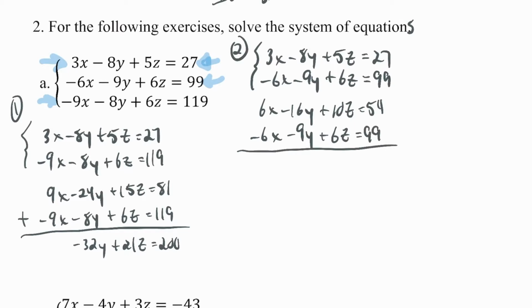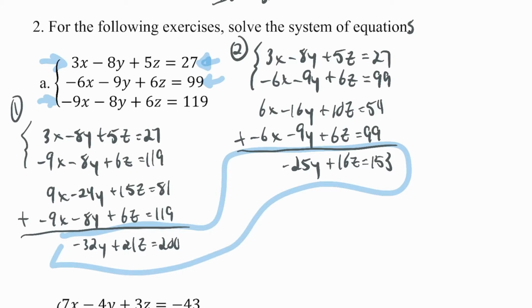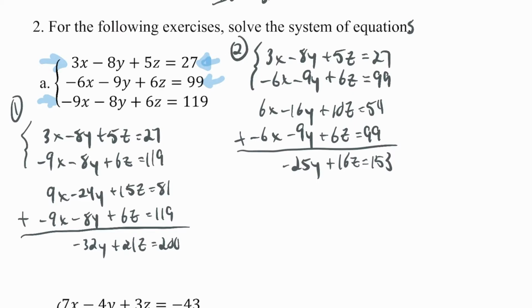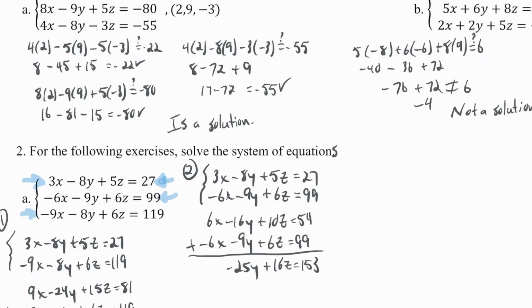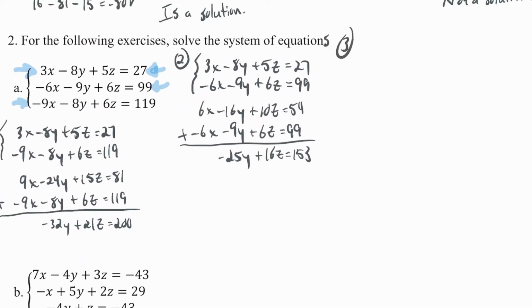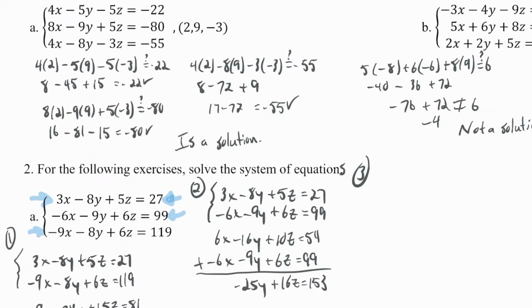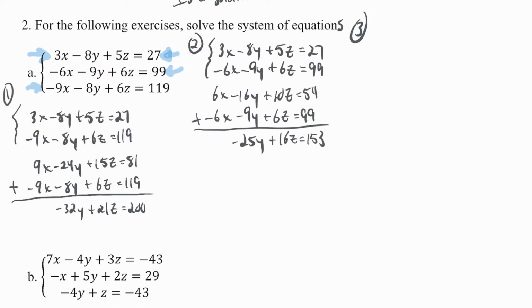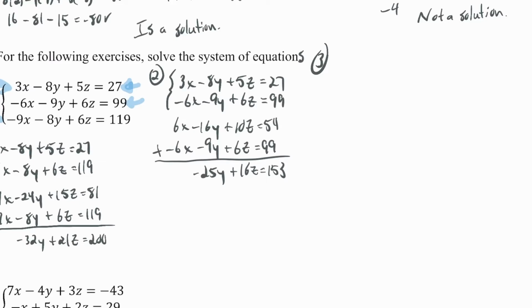Okay. If I add those together, the x's will cancel, so I'll get negative 25y plus 16z equals 153. Okay, so now I've got two equations in two variables, and we can solve these the way we would have in the previous module, well, module 1.1. Okay, so, step 3, I was about to say, wait a minute, are we in 1.1 or 1.2? We're in 1.2 right now, right? Yeah, 1.2, okay. So I'm going to take those two equations and pair them up.